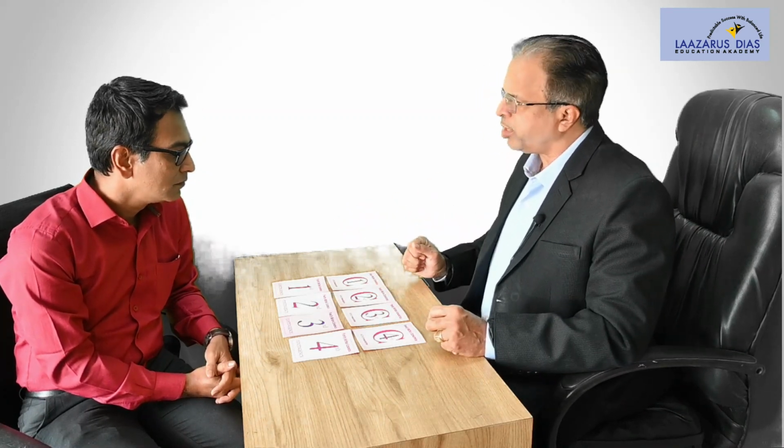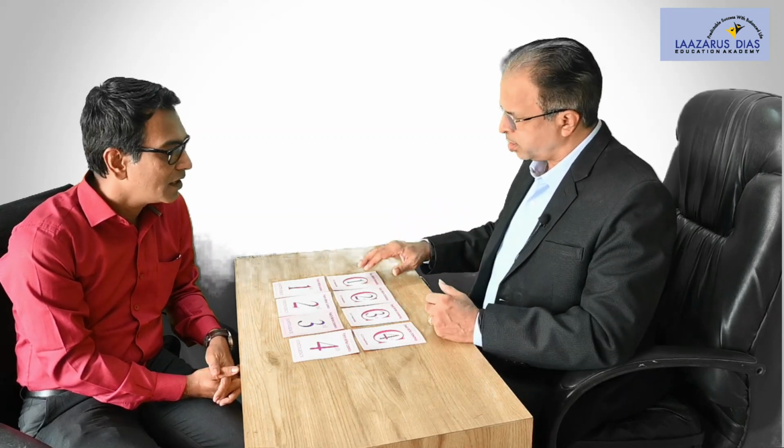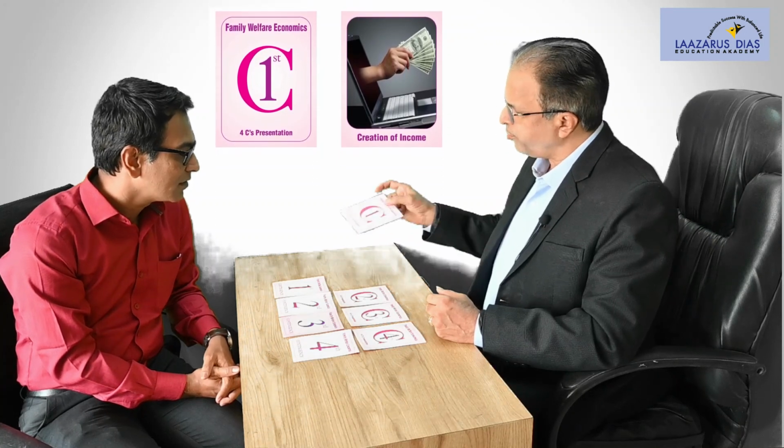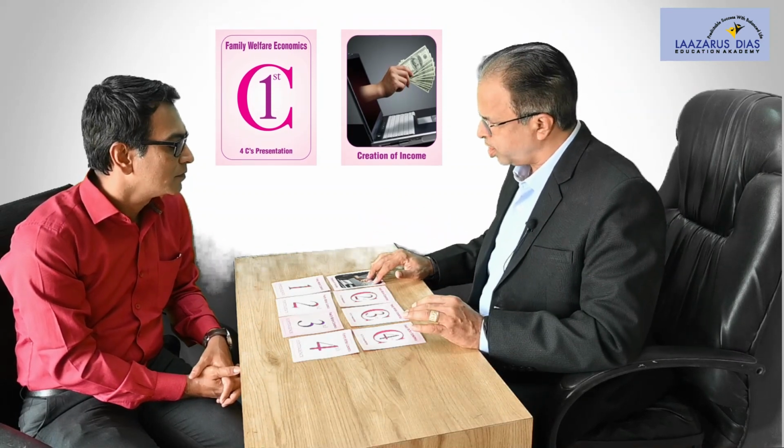So Augustine, tell me, why do you work? I work because I want an income. Okay, you want an income, yes. So basically you work to create income, to earn income. Can we call that creation of income? Yes. So the first C is creation of income, which means whatever we do for our living, we create certain income. So that is called creation.